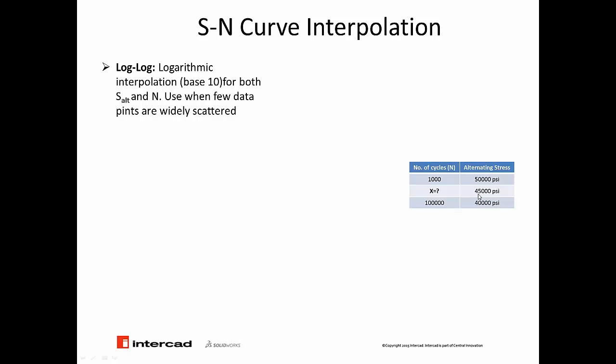Now we would like to know what is the number of cycles at 45,000 psi. If you're using a logarithmic scale for this data interpolation, what would happen? On the logarithmic axis, you get these values, and you take the logarithm of the number of cycles and put 3 and 5 here as well.